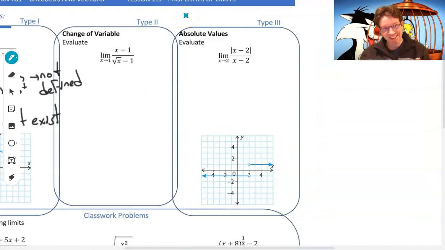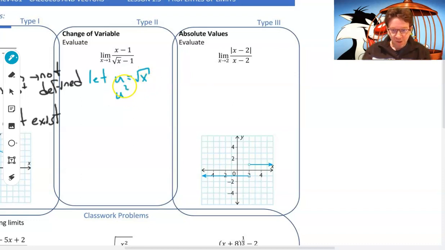All right, so this next example is probably one of my favorite strategies. It's a change of variable. If something looks complicated the way it is, change it. We don't like that x in there. There's a square root of x on the bottom. So what I'm going to do is let some other variable u equal the square root of x. Now if u equals the square root of x, then u squared equals x.